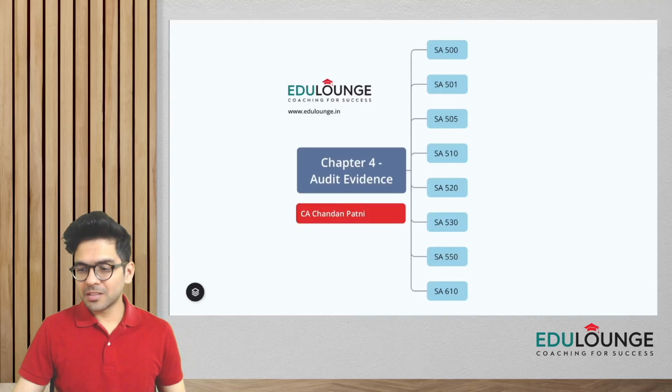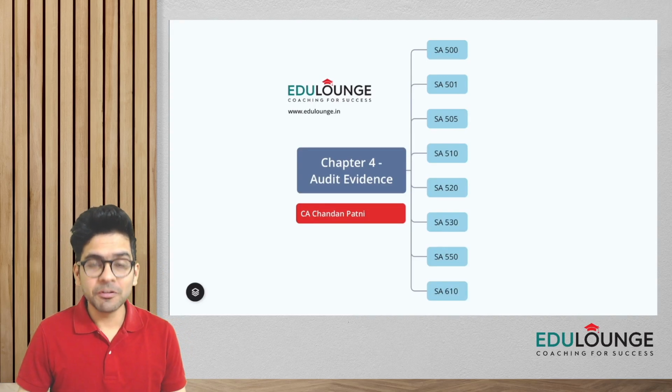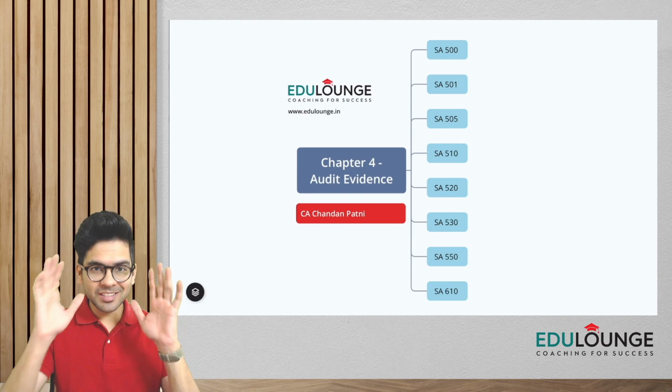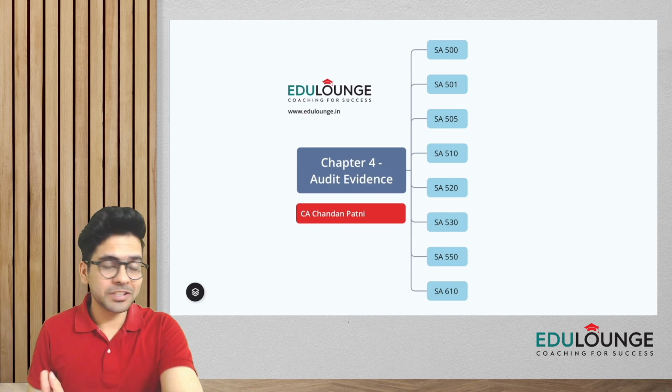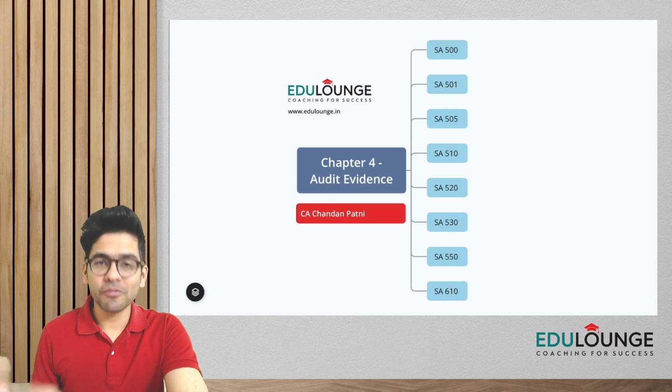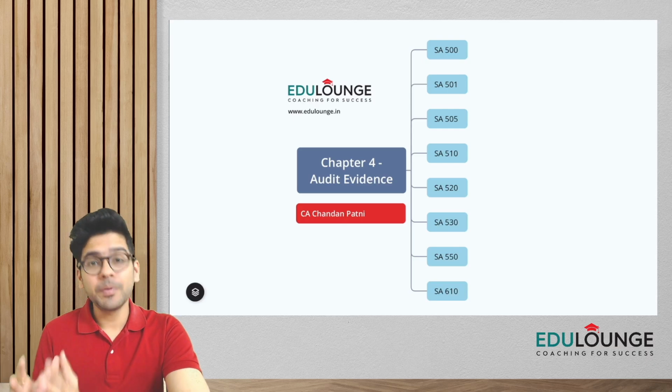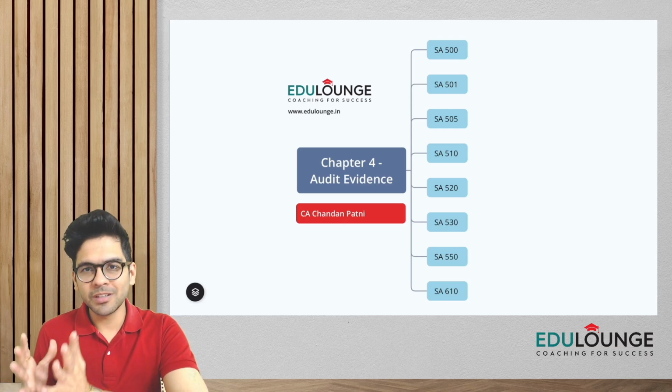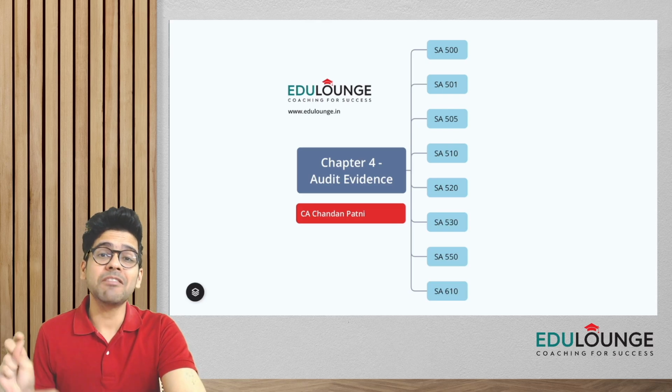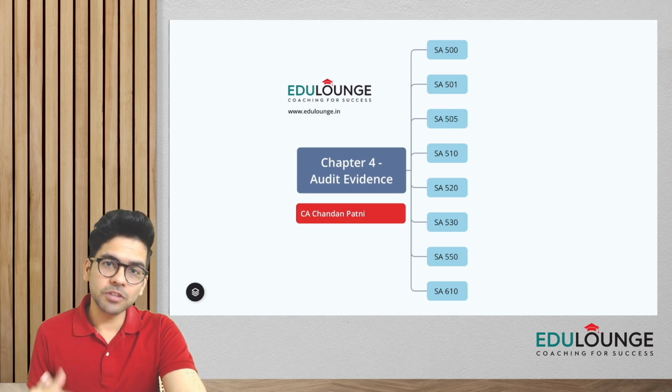Guys, now we shall be starting with chapter number 4, which is on audit evidence. And if you can see the list, we have a lot of standards here to cover. We have a lot of concepts here to cover, and the discussion will primarily revolve around the 500 series of the standard, which is on audit evidence.